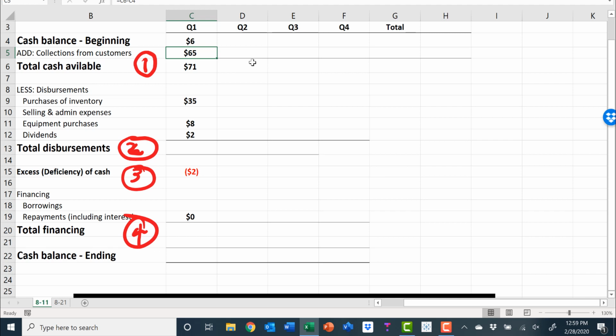And so Eric and I a lot of times will talk about this: if you know two of the three, you can get the third. So if you knew the total cash available, you knew the beginning, I had to add the 65. Okay, then what's next?